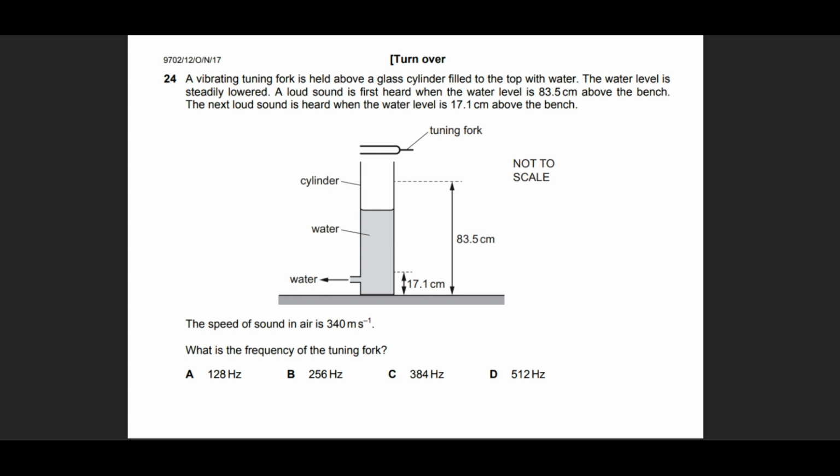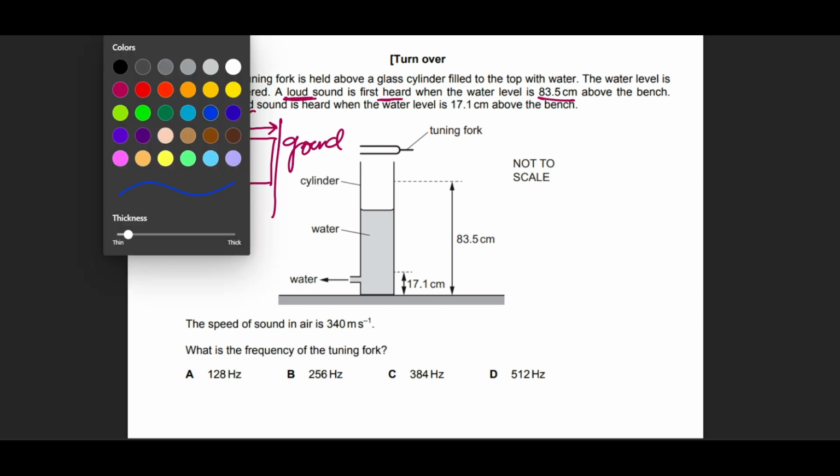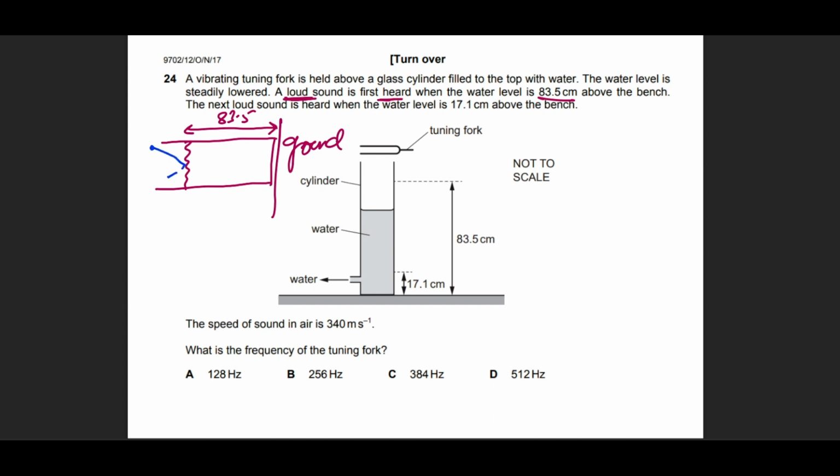He says that the first loud sound he hears is at 83.5. I'm going to shift this column into a sideways diagram so that it becomes easy to visualize. So when the water column was this high, from the ground, of course, this is the ground, when the water column was this high, 83.5, a student heard a loud sound, which means that an antinode was made over on this side. An antinode was formed and a node was formed over here.